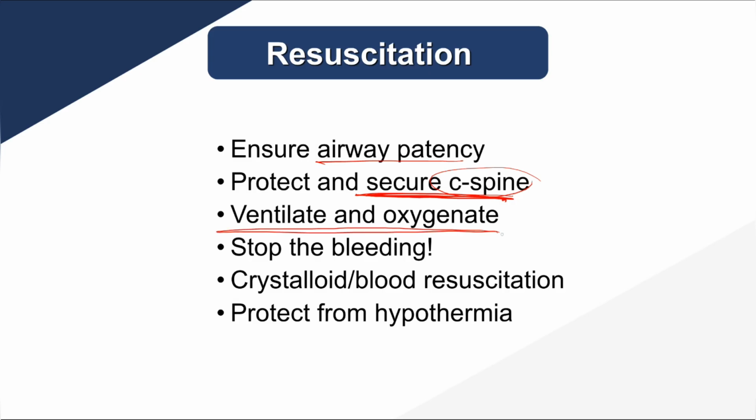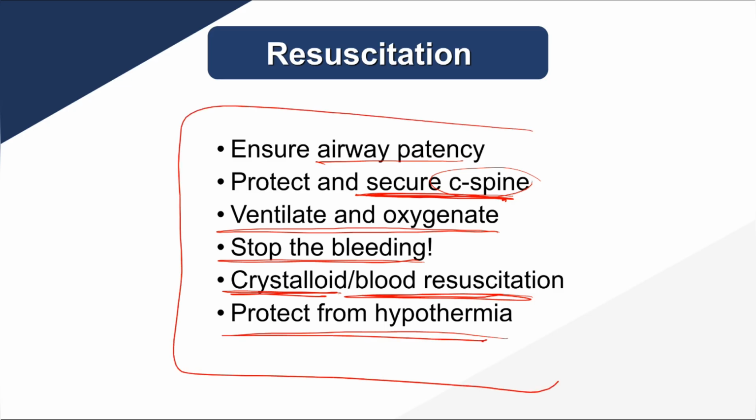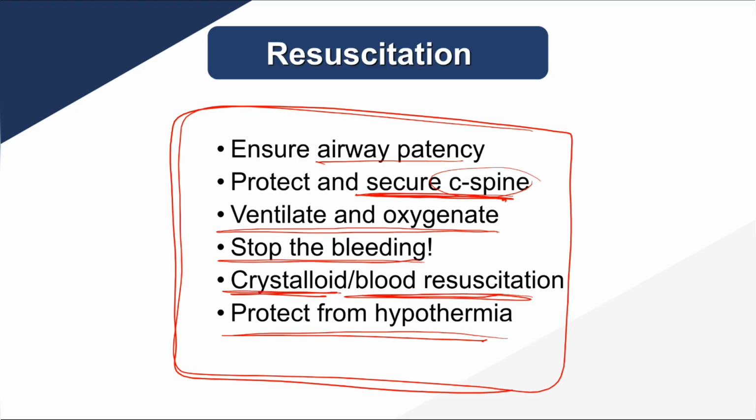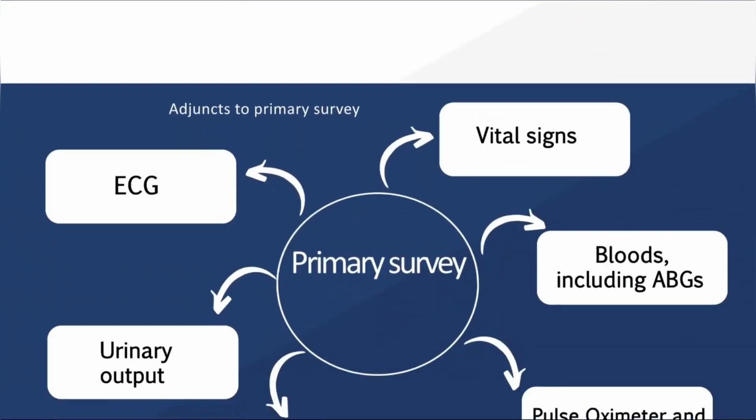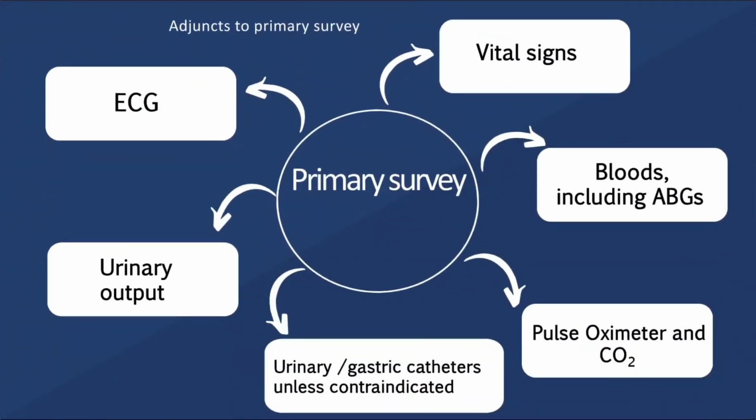Ventilate and oxygenate as appropriate. Stop the bleeding. The patient may need crystalloid, normal saline or ringer lactate, blood resuscitation and other blood products. Protect from hypothermia. If you do this, it means that you have resuscitated the patient appropriately. And of course, you have to call for help early. What are the adjuncts to primary survey? It means what are the things that help you to assess the patient management.